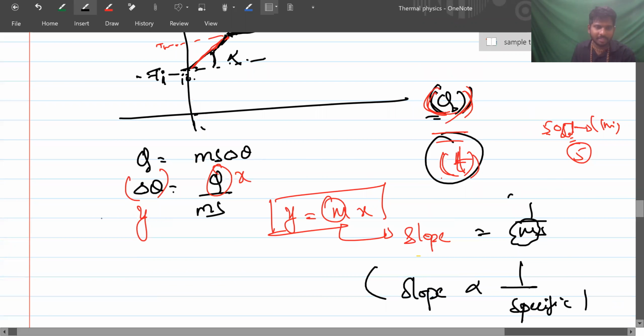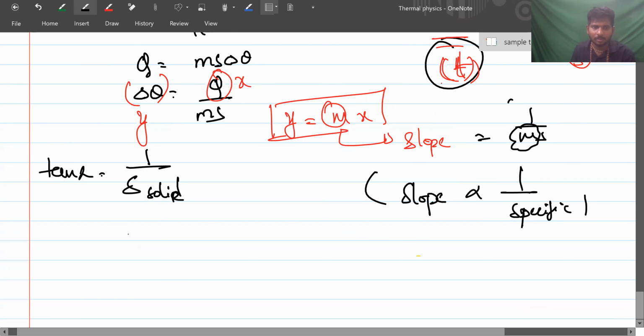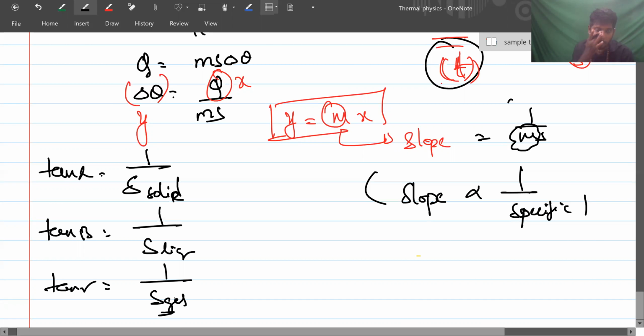Yes, sir. That means tan alpha is equal to 1 by specific heat of solid, tan beta is equal to 1 by specific heat of liquid, tan gamma is equal to 1 by specific heat of gas. Got it? Yes, sir.